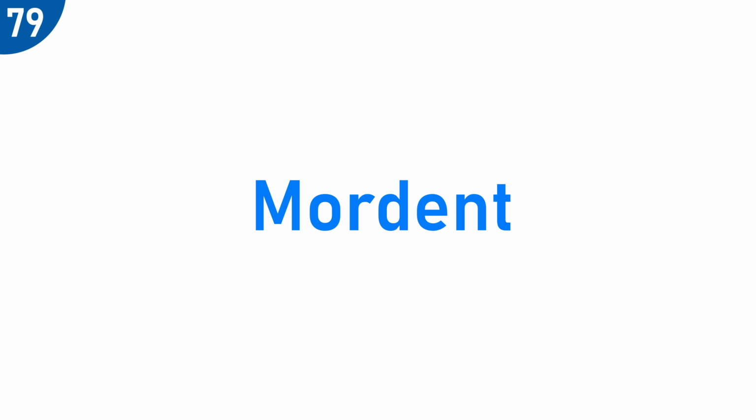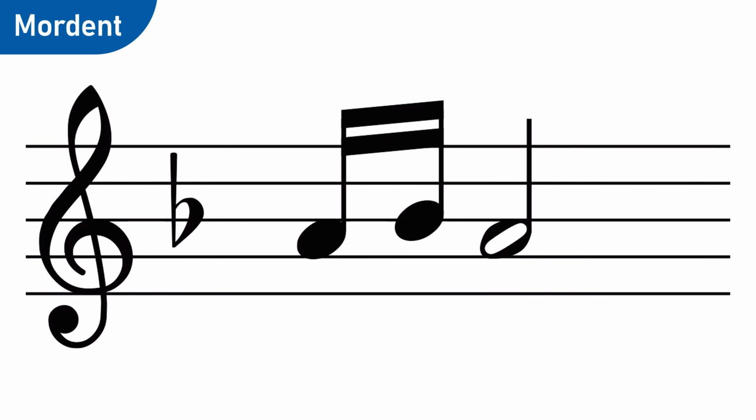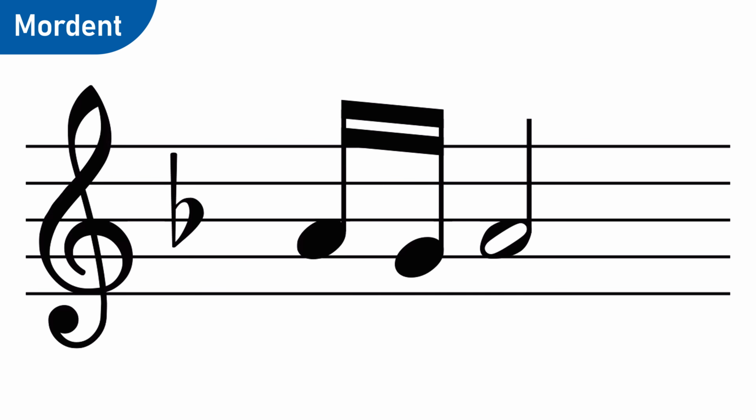Another type of ornament is a mordant. This is like a half version of a turn. In an upper mordant, we play the note that's notated, then quickly go up one note and then return to the note that was notated. And in a lower mordant, we do the opposite. We play the notated note, go down one note and return back to the notated note, all so quickly that we don't really perceive the individual notes, we just hear this decorative ornament effect.